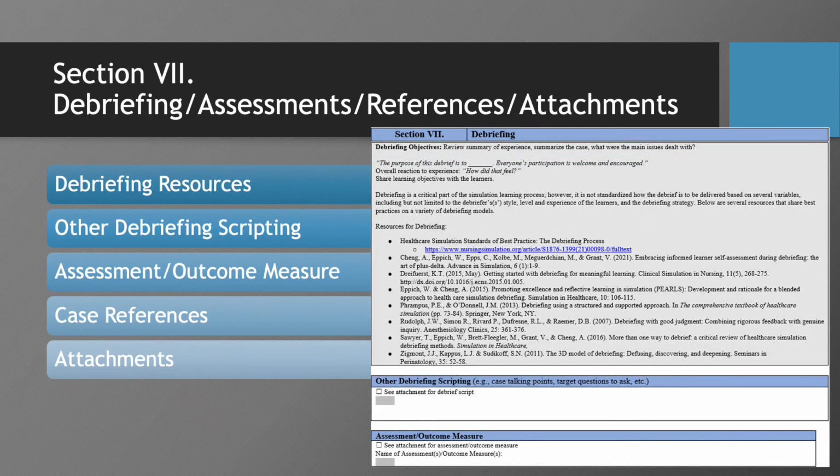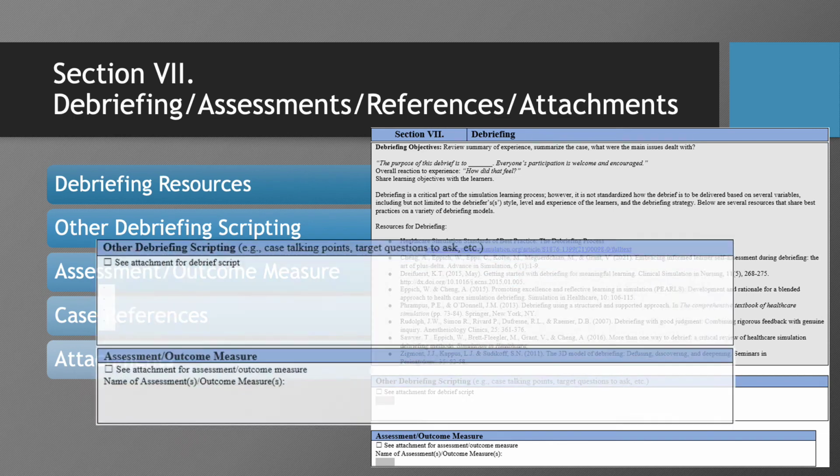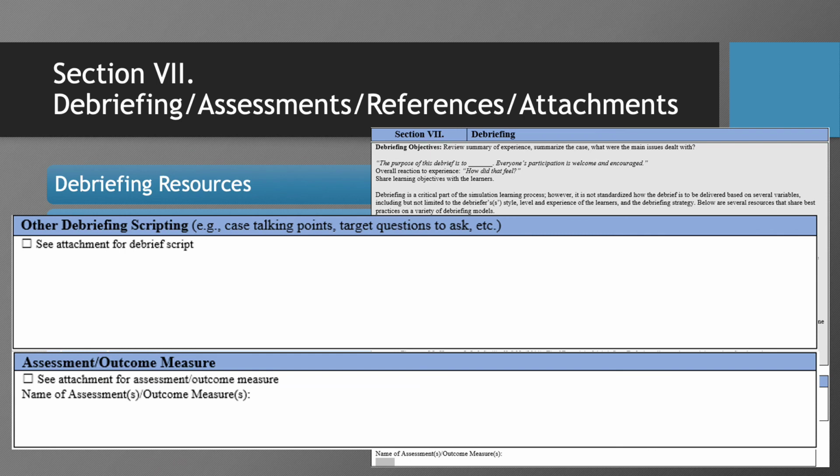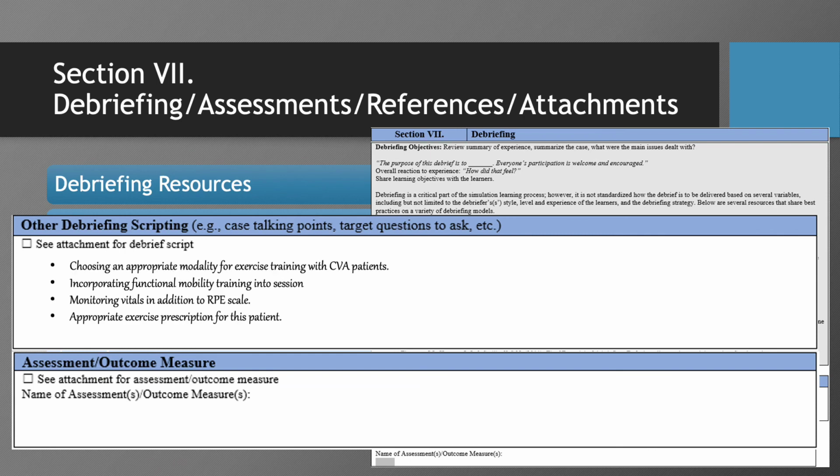There are many different ways to perform debriefing. Section 7 allows you to document your debriefing method or any key points that you include during your debrief. There are several references provided here if you would like more information about debriefing. For this case, there are 4 specific key points that debriefers must address during the debriefing session to ensure that all students meet the learning objectives for the case.